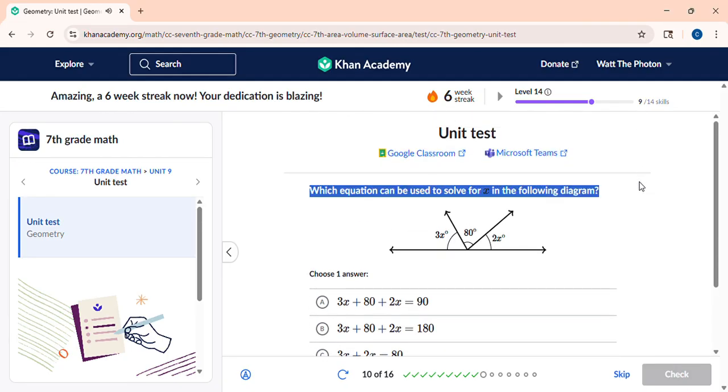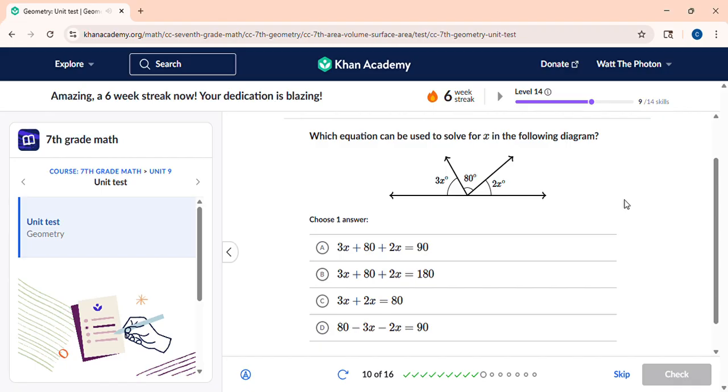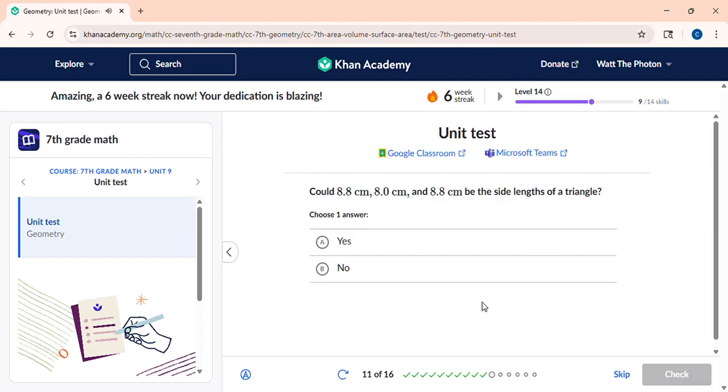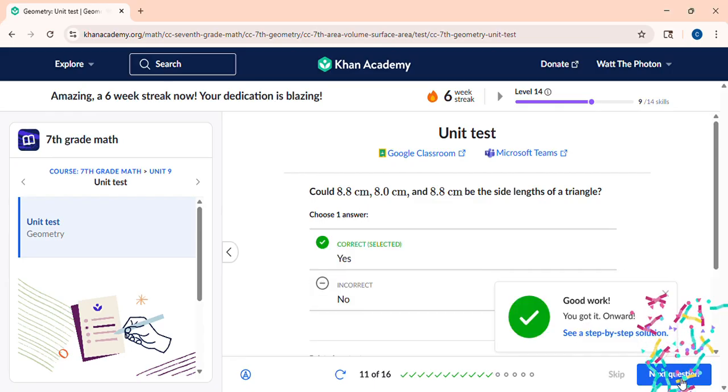Which of the following can be used to solve for x in the diagram? 5x plus 80 equals 180. There you go. I mean, why not? Let's see, you have an isosceles triangle. 8.8, 8.8, and this is 8. Yeah, that seems very reasonable.